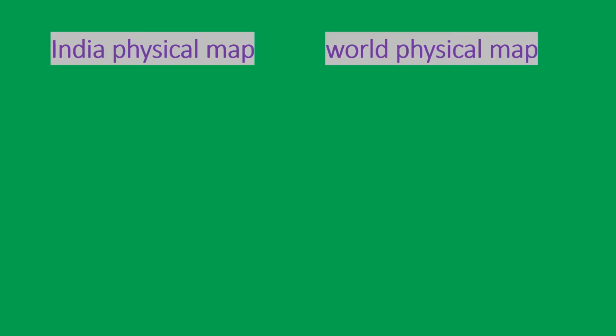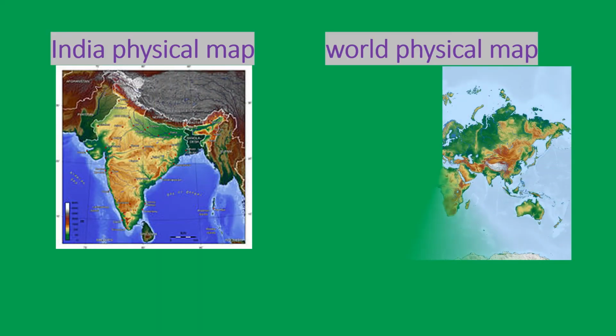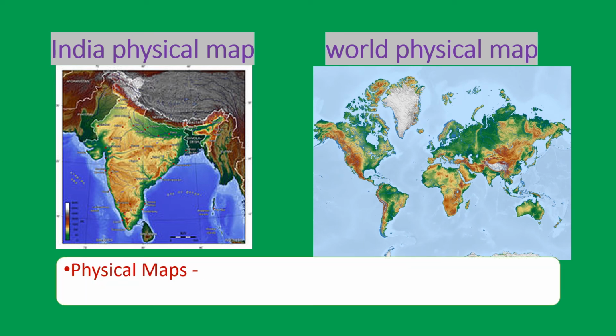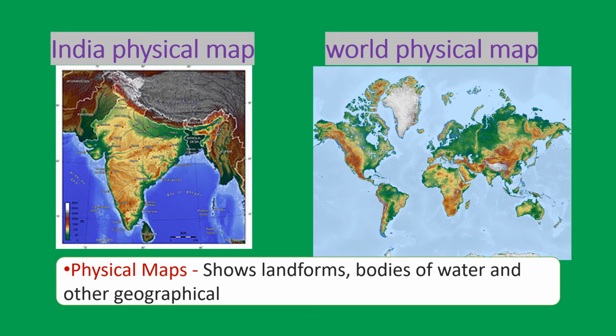The next type, physical map. This is the India physical map and the world physical map. Physical maps show the landforms, water bodies, or other geographical features. The varying heights of natural features are usually shown with the help of different colors.